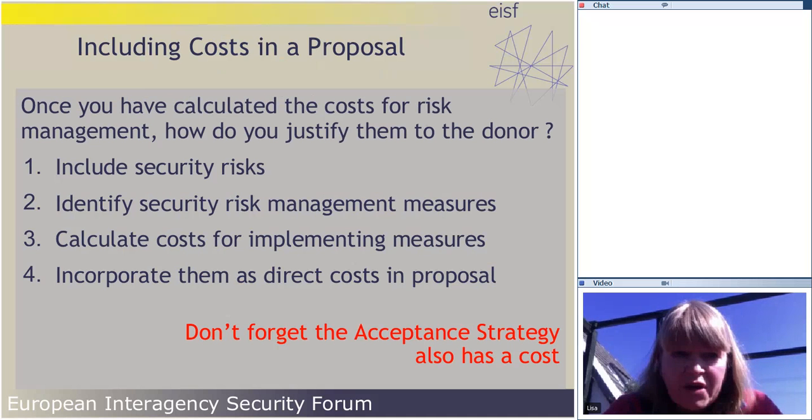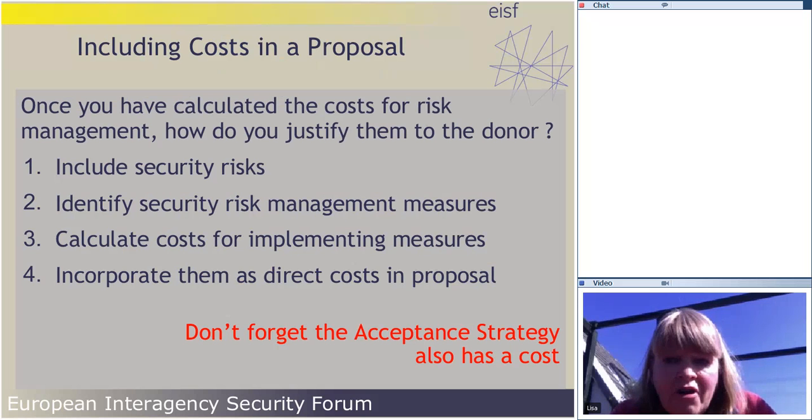So to summarize, if we're going to include costs in the proposal, we need to make sure that they're included in the right place within that risk and mitigating measures. So you have to identify what the risks are. You need to work out what your risk management measures are going to be, and you need to calculate the costs for implementing those measures. And once you have all of those steps, you can incorporate them into the direct costs in the proposal.